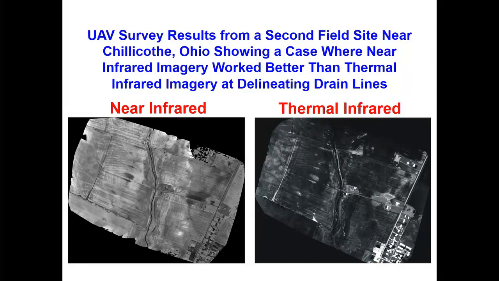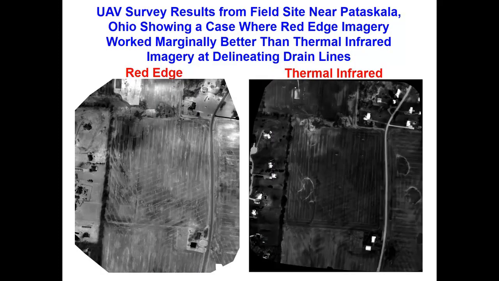This is an example of that. Here, this is from a multispectral camera, the near infrared, and this is the thermal infrared. You can see over here kind of a herringbone pattern that's really hard to see anywhere else in the other drain line responses, linear features. Here with the near infrared, it just worked a little bit better. So it's worth using all three cameras and then seeing later, when you do the processing, what works out the best.